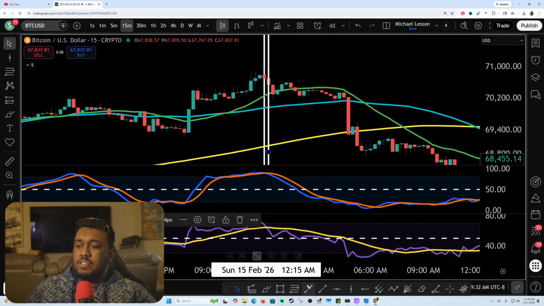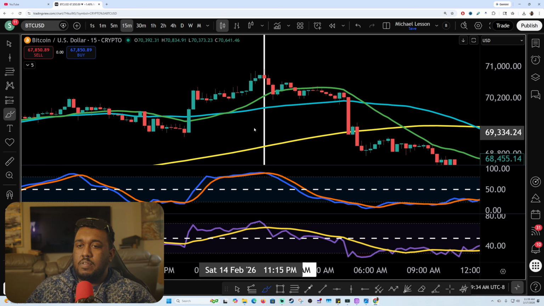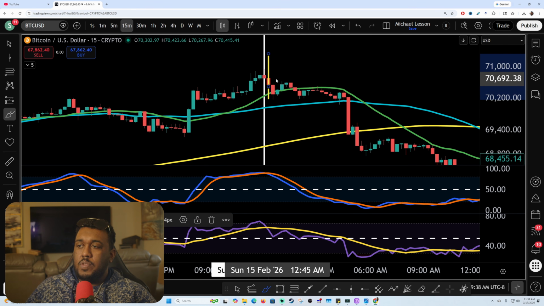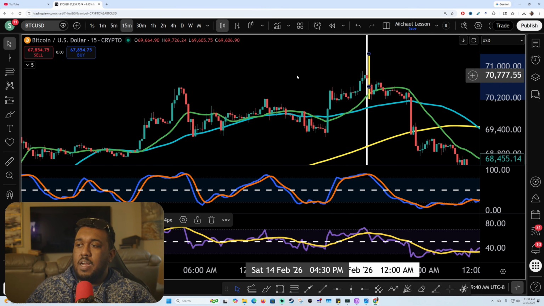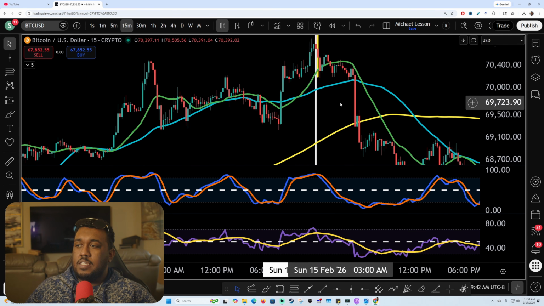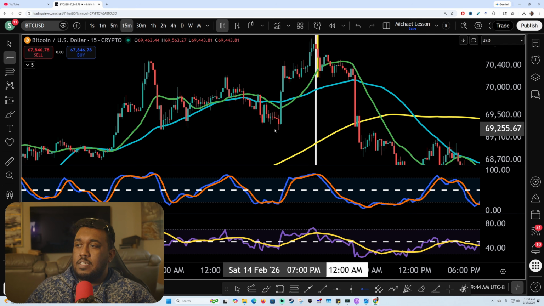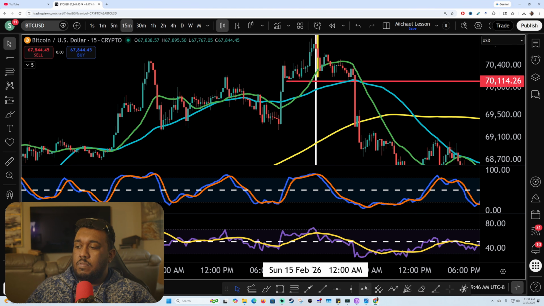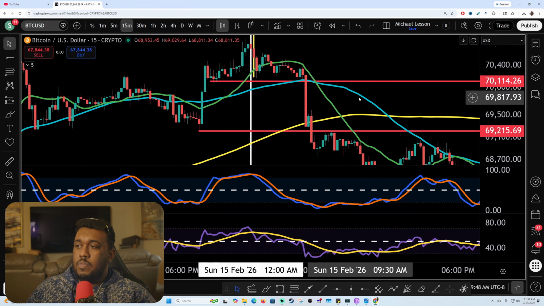And because those lines are a little bit too close, let me just draw a little line right there. There you go. All right. And then you zoom out a little bit and you see what is the next level of support. That next level of support can either be here or it can be here.